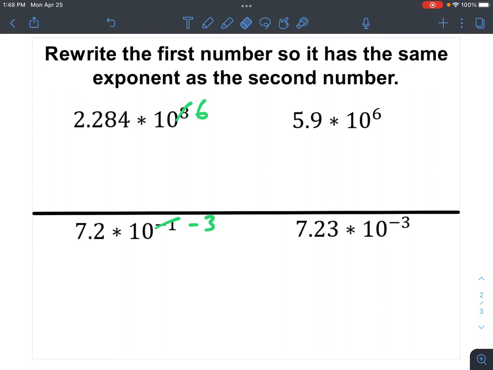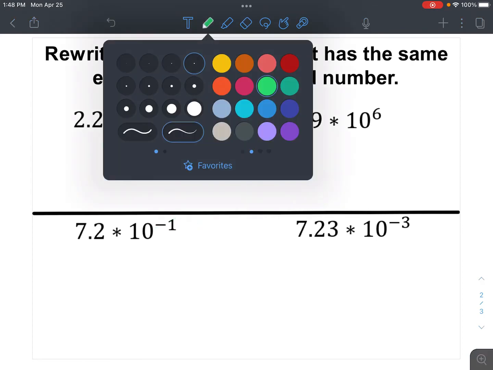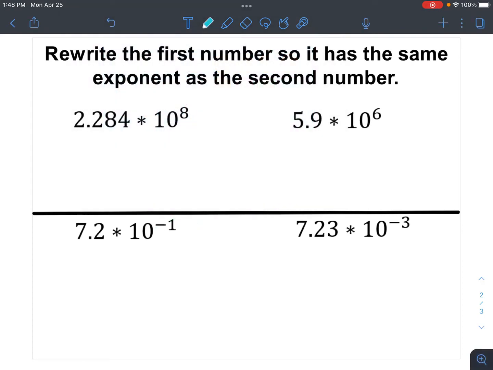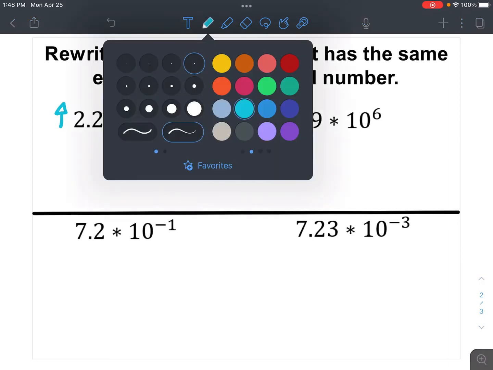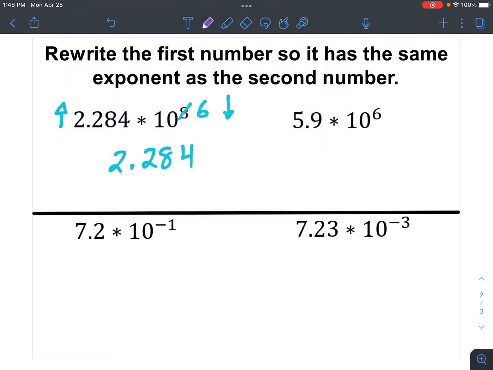All right, now that you've tried this, let's go ahead and figure it out. I'll show you the answers. So, as I was telling you, 8 has to get reduced to become 6, which means that the 2.284 has to increase. So when we take the 2.284, we will need to take that decimal point and move it 2 spots to the right.